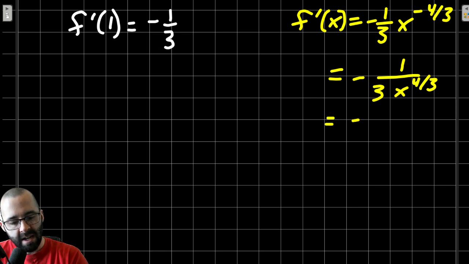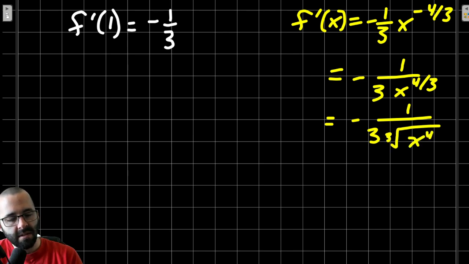You'd rewrite this as negative 1/3, the cubed root of x to the 4th. So whichever way is easiest for you to do right here. But the fact of the matter is that we're plugging in 1 for x. So we're going to have negative 1/3 times the cubed root of 1 to the 4th.